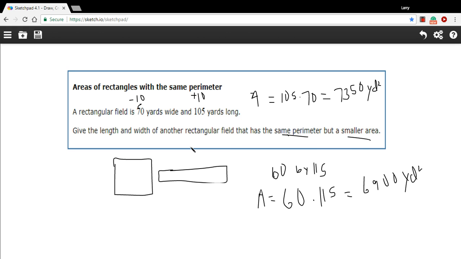If the problem asks you to make a greater area, do the opposite. Make these numbers closer together. Subtract from the length and add to width. So that is some work with areas of rectangles with the same perimeter.